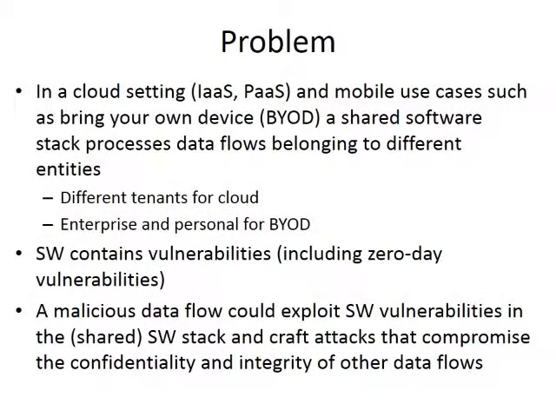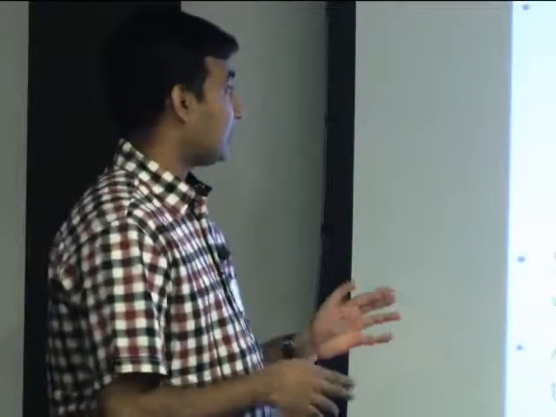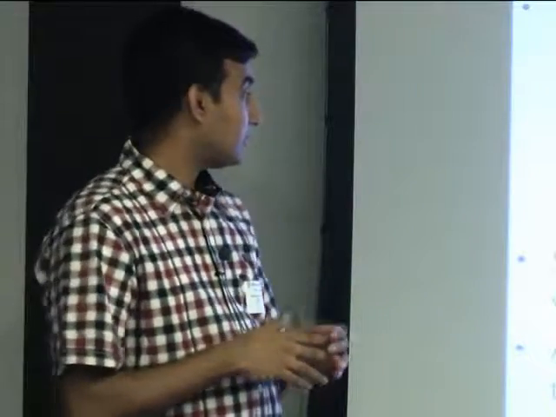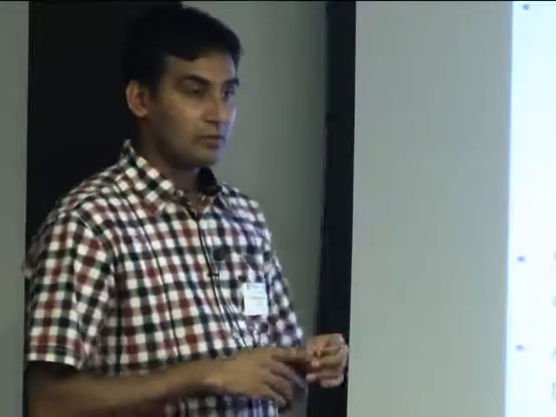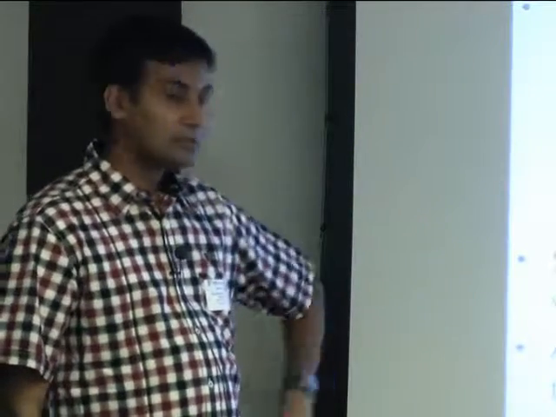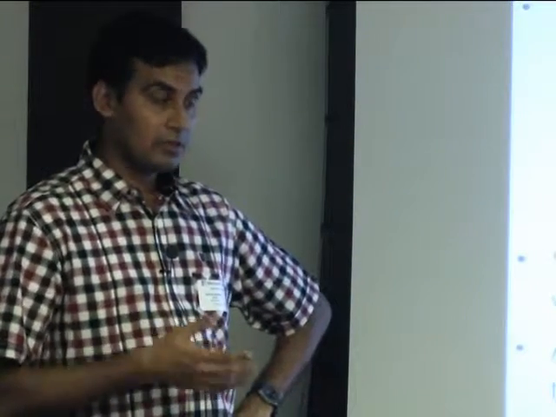Okay, so the problem we see in a cloud and also mobile settings such as BYOD or bring your own device is that there's a shared software stack that is processing data flows belonging to different entities. So you can have different tenants in the cloud. You can have the enterprise and personal for BYOD type things, right? We all know this. Software contains vulnerabilities, including 0 days. So what happens is that a malicious data flow can simply exploit these vulnerabilities in the code, create an attack, so that shared code is now attacking another data flow. That's of greater interest to us.